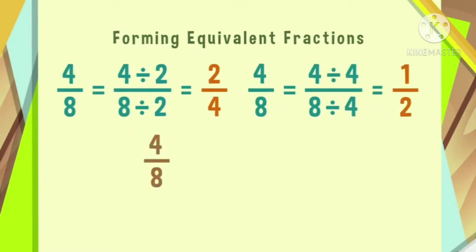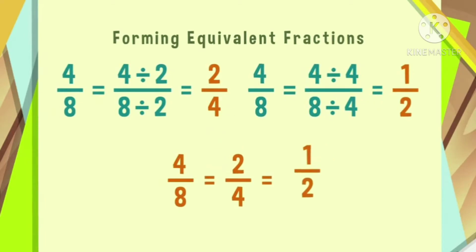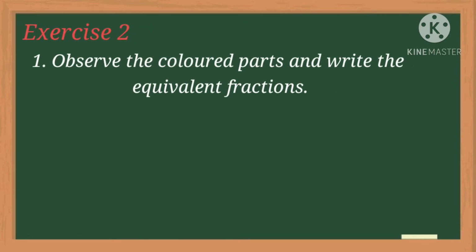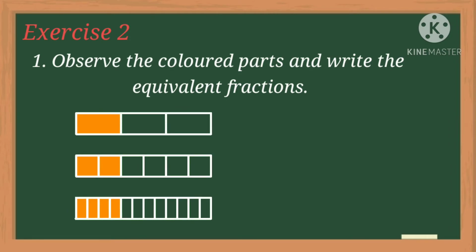Thus, 4 upon 8 equals 2 upon 4 equals 1 upon 2. Now we'll see exercise 2. Observe the colored parts and write the equivalent fractions. So first one, the fraction. The second one and the third one, they are equally divided into 3.